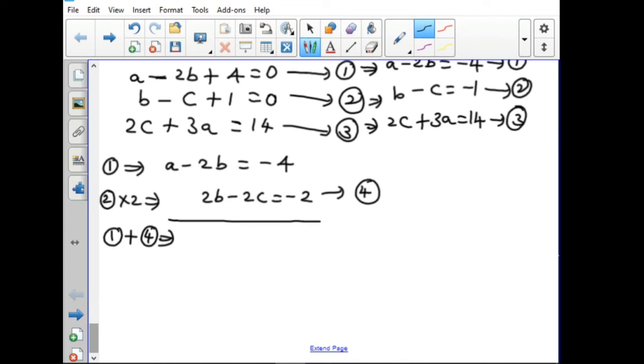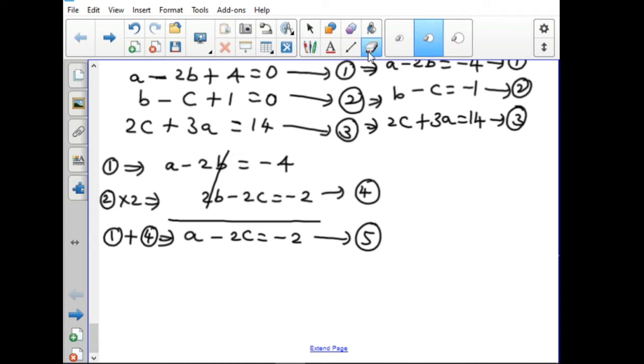Listen, a is given in equation 1, not in equation 4. So when we add, we get a only. Minus 2b and plus 2b we add, we get 0, so they cancel. Next, the c term is in the fourth equation but not in the first. So a minus 2c equal to minus 2. This is equation number 5. Now we have 2 new equations. a minus 2c equal to minus 4 minus 2, we add, getting minus 6.